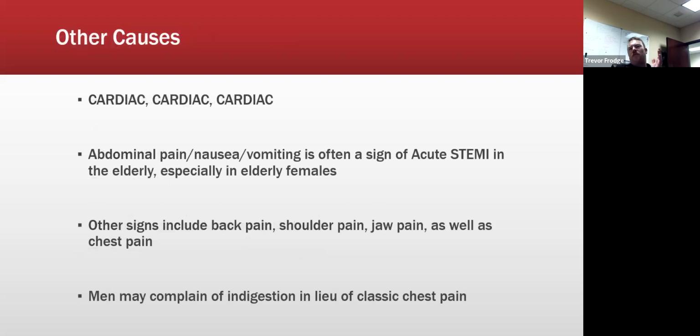So what else causes abdominal pain? We talked about it a little bit earlier: cardiac, cardiac, cardiac. Acute STEMIs in the elderly, especially in elderly females, often present or get called for abdominal pain, nausea, vomiting, weakness, all those signs we talked about earlier. So why do I want a 12 lead on an abdominal pain patient? Well, because we want to rule out cardiac.